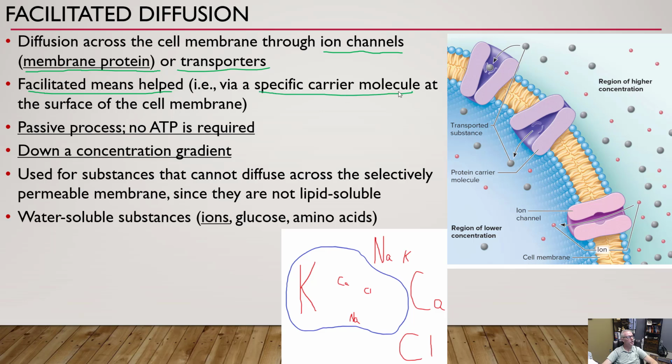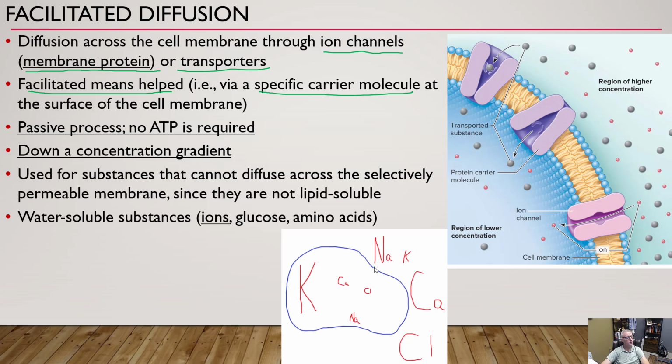We're going to have these carrier molecules on the surface of the cell membrane. It's still a passive process. No ATP is required. We're still going down the concentration gradient from a higher concentration to a lower concentration. And these are going to be used for water-soluble substances that can't diffuse across the cell membrane. Remember, water-soluble substances can't cross the cell membrane because they are not lipid-soluble. So your ions, glucose, amino acids.